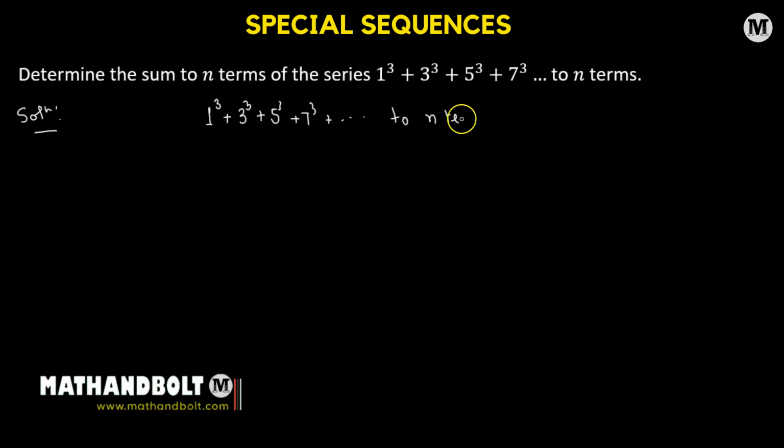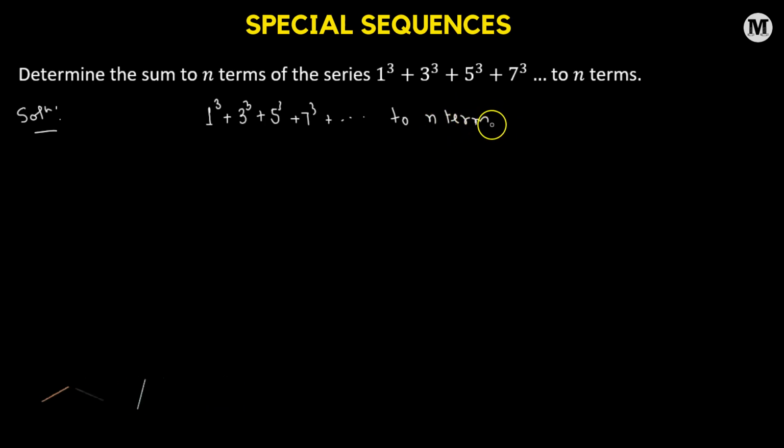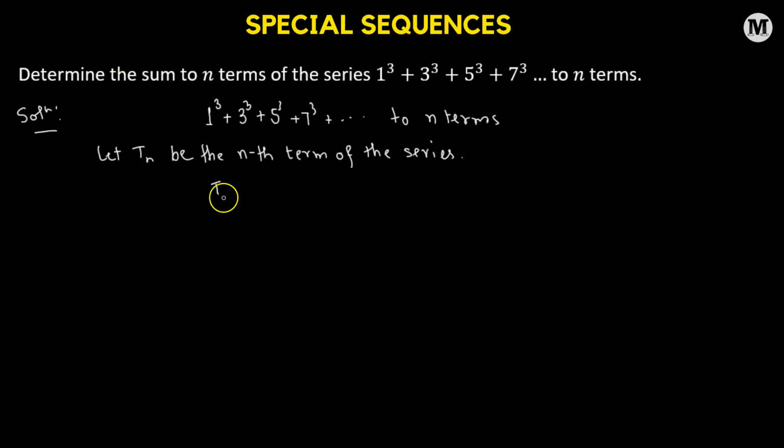Now to find out the sum of this particular series, we need to figure out what is the nth term of the series. So let Tn represent the nth term of the series. Now our goal will be to figure out what is the nth term of the series. If we consider the first term, we have 1 cube, but let's consider only 1 here. We are dropping the cube here. And similarly from the second term, we have 3 cube, but we're dropping the cube part. So we have 3, then we have 5, then 7.